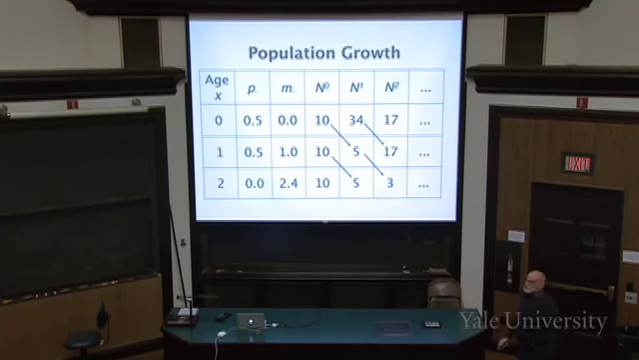How about the births? Well, these 10 here are going to be giving birth to 5 offspring, and these 10 here, each of these are going to be giving birth to 1 offspring, so that's 10, and these 10 here give birth to 2.4, that adds up to 34. Okay? This times this plus this times this is that.